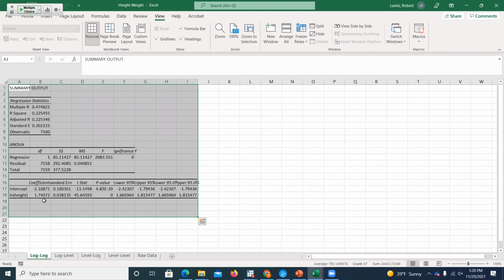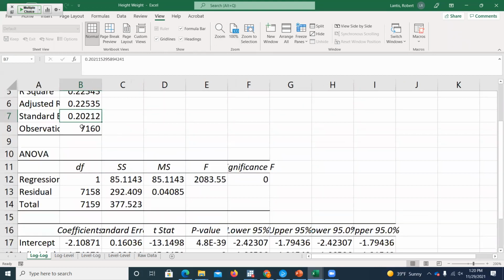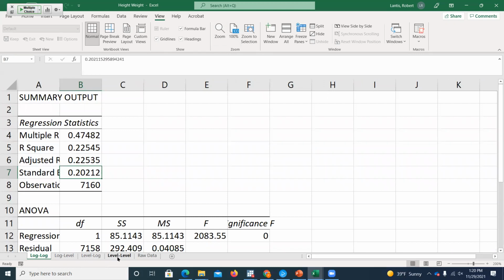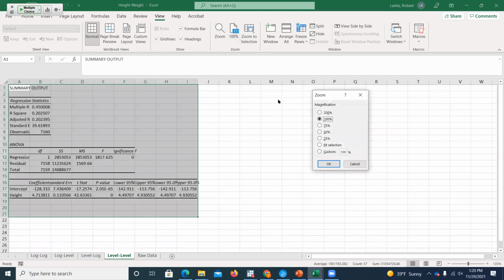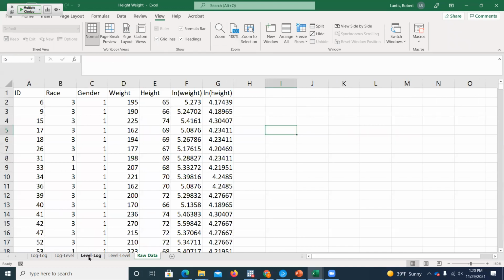From those, we said the log had a slightly higher R squared. 0.22 as opposed to what, 0.20. So slightly better, right? What I could then do is maybe look at the level log model.